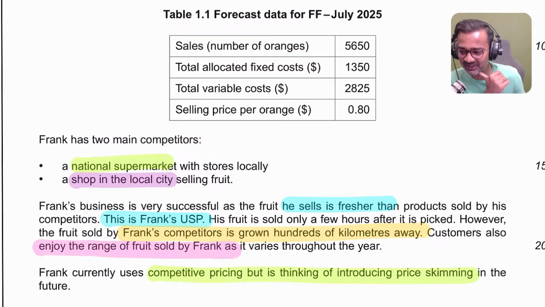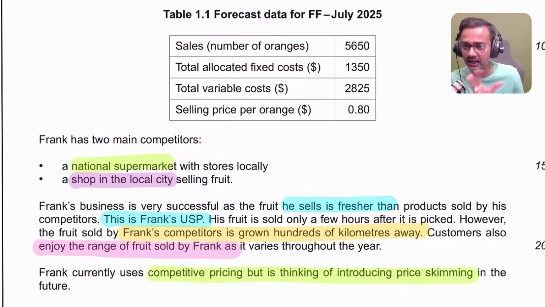Yeah, very good, Vanya. Excellent. So, as long as you have a USP, you know that people will come to you. And if people are already coming to you, that's the opportunity for you to start charging a higher price, which is price skimming, right? However, the problem here is that Frank's market is highly competitive, right?